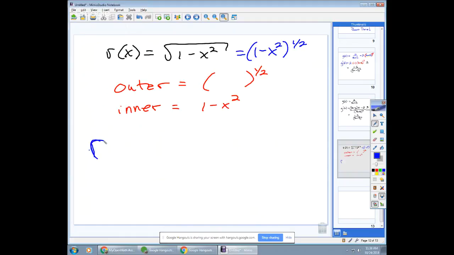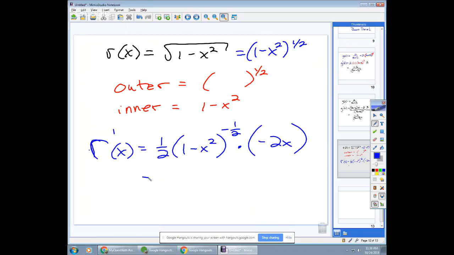So r prime of x is the derivative of the outer, 1/2 times whatever to the negative 1/2 power, because we drop the power by one and we get a negative 1/2. So now I'm going to slap back in my inner function. And now I have to multiply by the derivative of the inner, negative 2x.